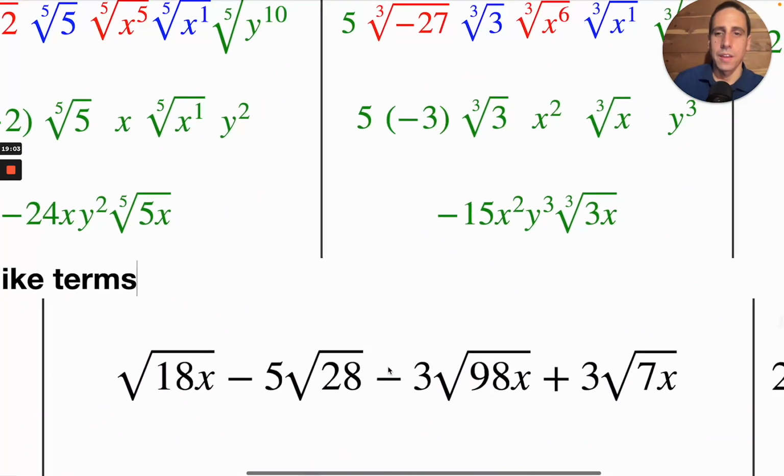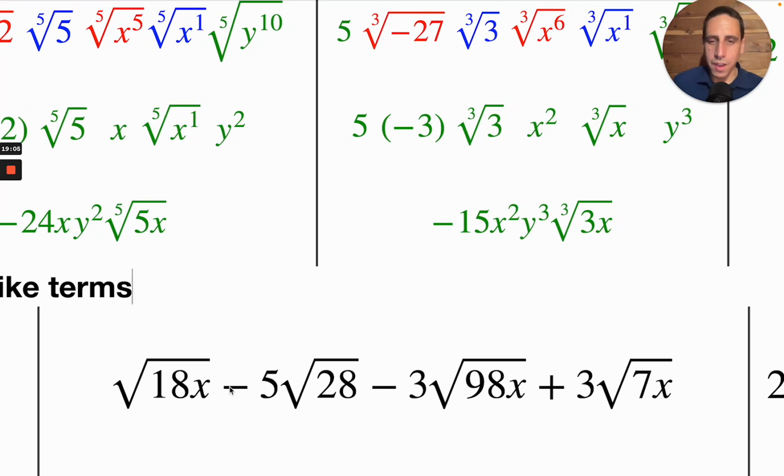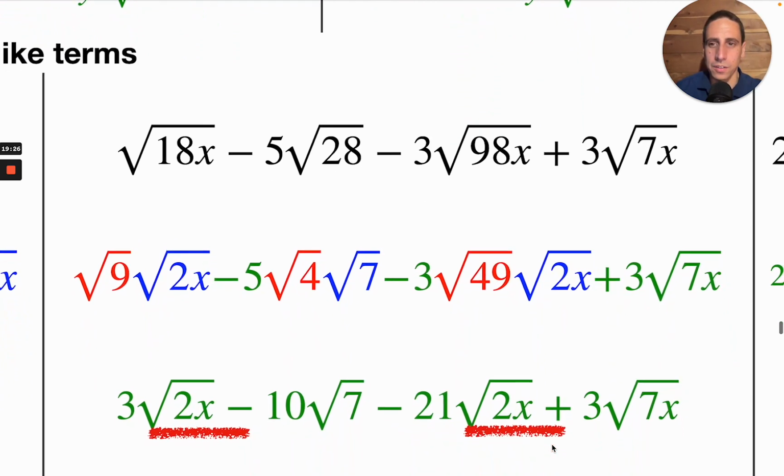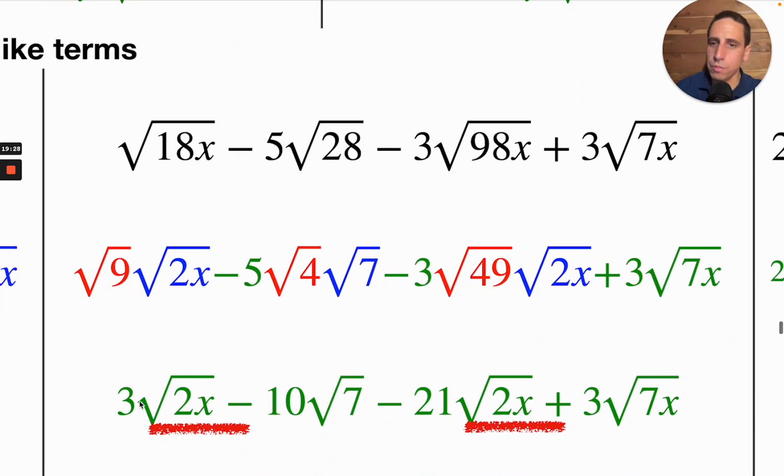Here, square root of 18x minus 5 root 28 minus 3 root 98x plus 3 root 7x. Whew, so much going on. I think I spot some perfect square factors. In 18, the perfect square factor is 9. In 28, the perfect square factor is 4. And in 98, the perfect square factor is 49. All the red things are things we can simplify. And when we do, it looks like this. 3 root 2x minus 10 root 7 minus 21 root 2x plus 3 root 7x.